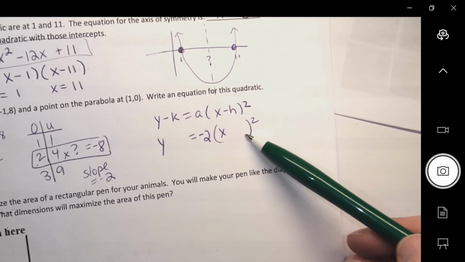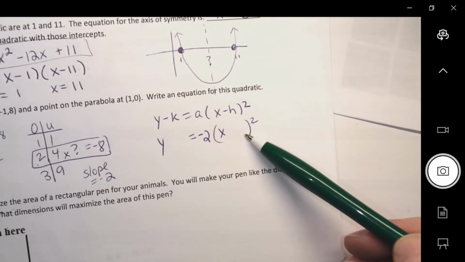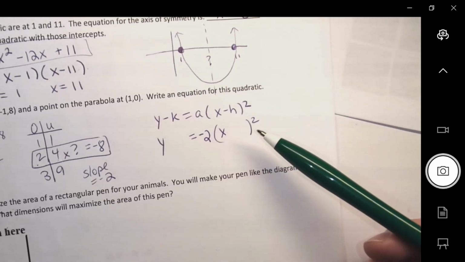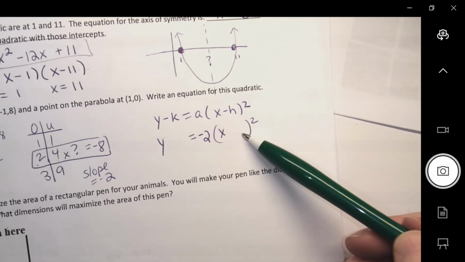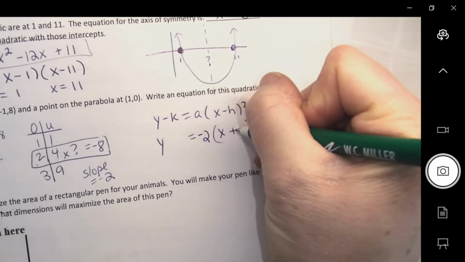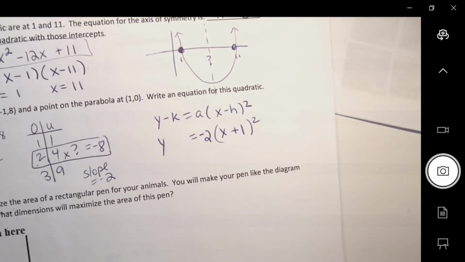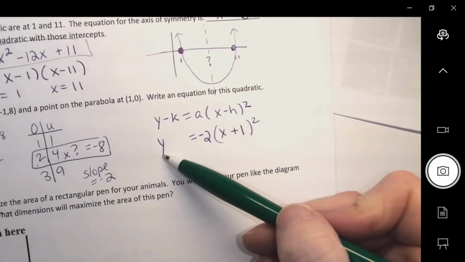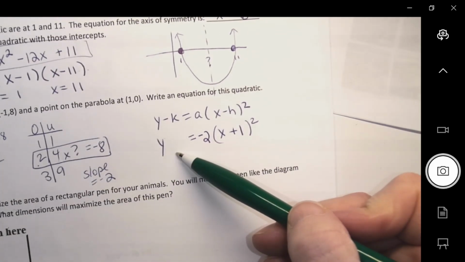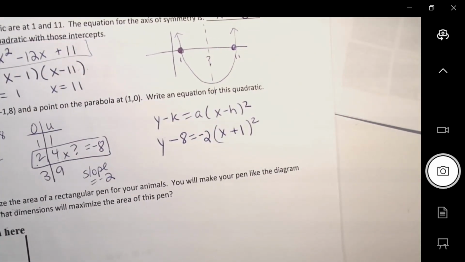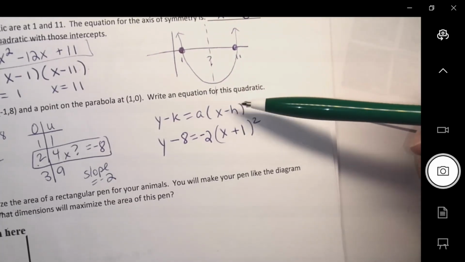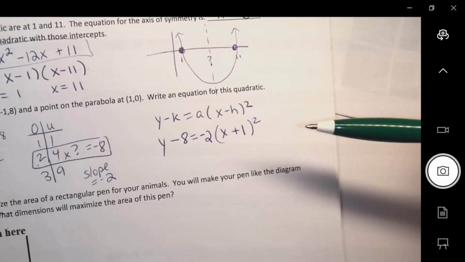So which one goes into the h position? The 1 number or the 8 number? Which one? The 1. So is it a plus or minus 1? Plus 1. And with the y, I put the y number. So subtract 8. Opposite. Okay, every time I see a formula with a negative, everything's opposite.